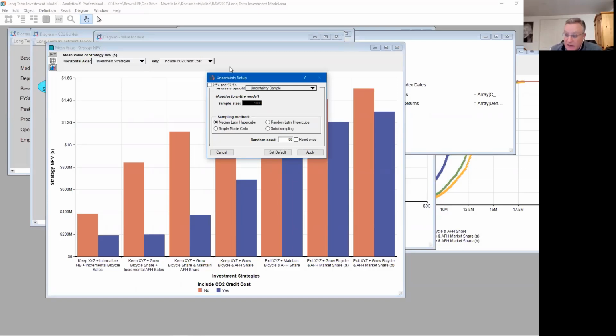I'll make a point about this. I actually had this conversation with somebody yesterday, and not even really discussing Analytica. We were just talking about Monte Carlo in general. 1,000 samples generally for most business case analyses in Analytica is quite sufficient, primarily because Analytica employs a form of Monte Carlo simulation called median Latin hypercube sampling, which you see as the default sampling method chosen here.